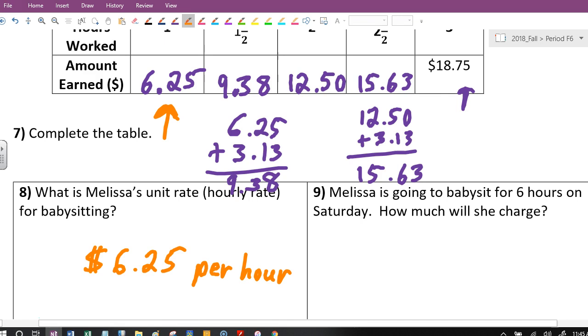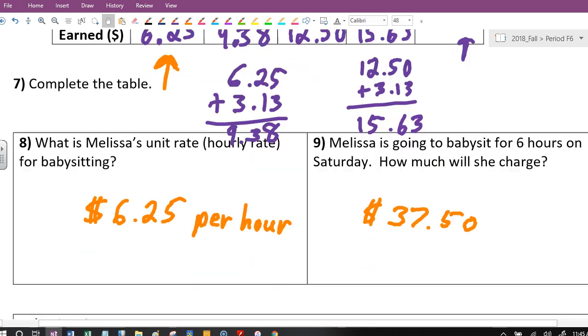Everybody. Melissa is going to babysit for 6 hours. How much does she make, or will she charge? Go ahead, Miss Kit Kat. I multiplied $6.25 by 6, and I got $37.50 for 6 hours. So that's not per hour. That's how much she made. Excellent.